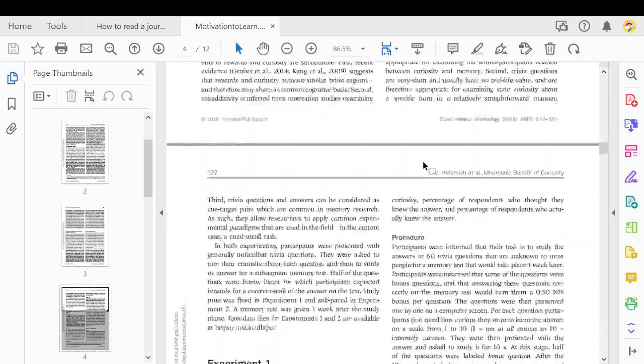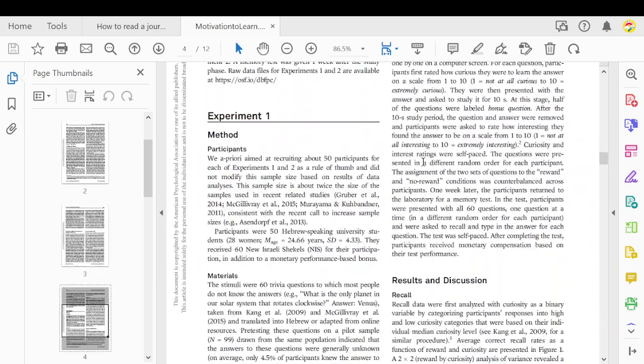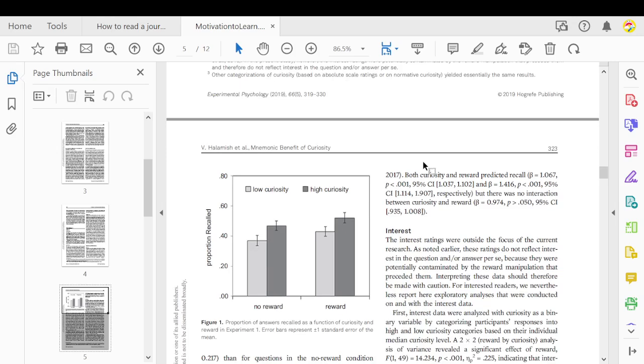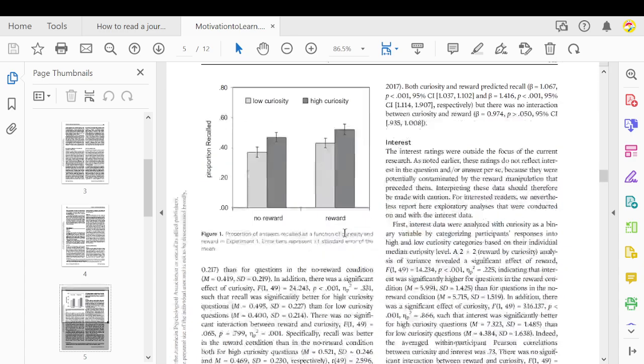Next up, what you're going to do is look at the figures and really try to understand them. So stop and look at the axes. Here we have proportion recalled as a function of no reward or reward, low curiosity versus high curiosity. So right away I can see that high curiosity increases the proportion recalled compared to low curiosity. There does seem to be also a little bit of a benefit to people or to the questions that are going to be rewarded compared to no reward, but it's not huge actually.